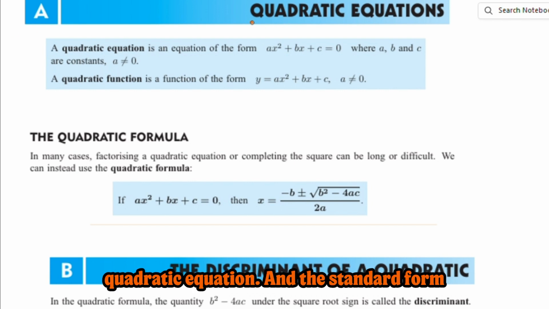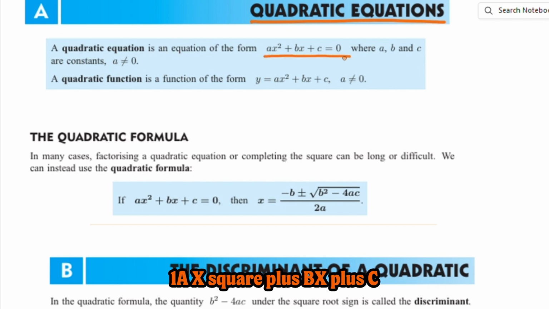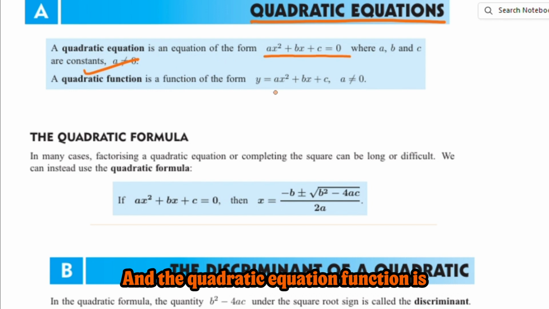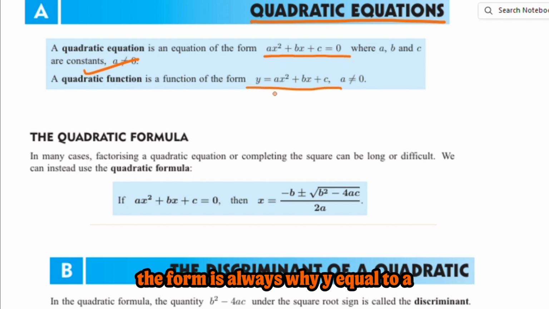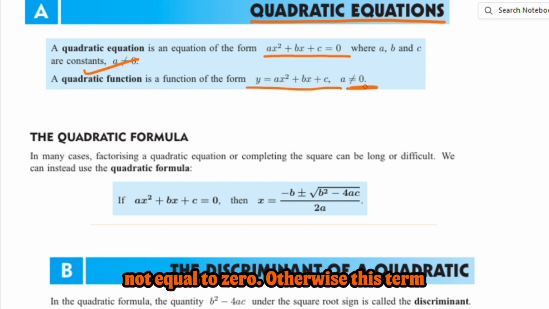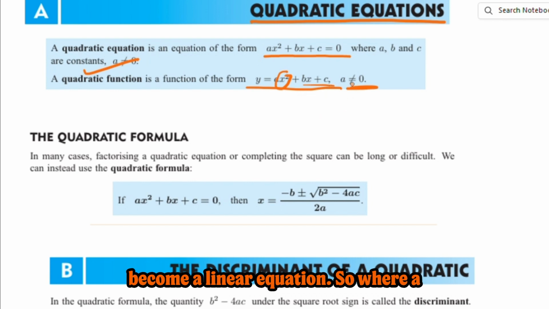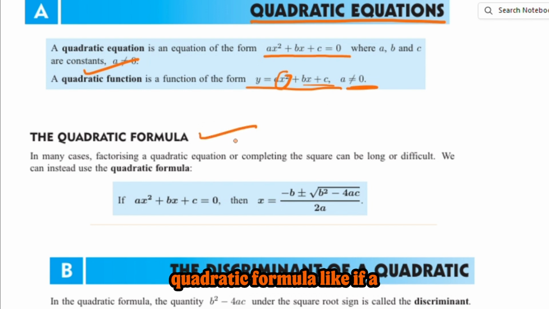It's a quadratic equation, and the standard form of the quadratic equation is always ax² + bx + c, where a, b, c are constants. The quadratic function is of the form y = ax² + bx + c, where a is not equal to 0. Otherwise this term will be cancelled out and this will become a linear equation.